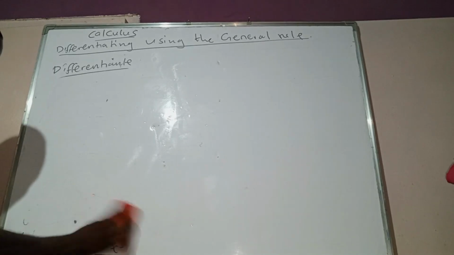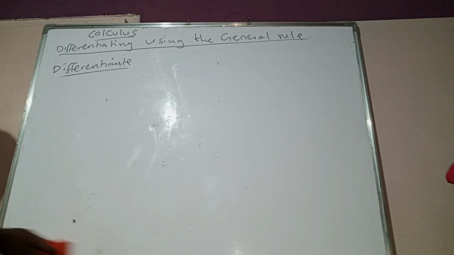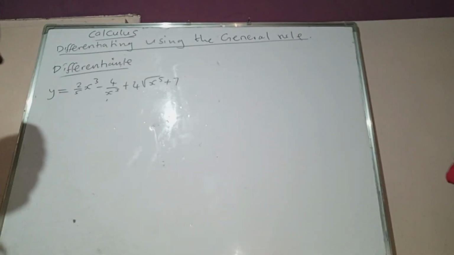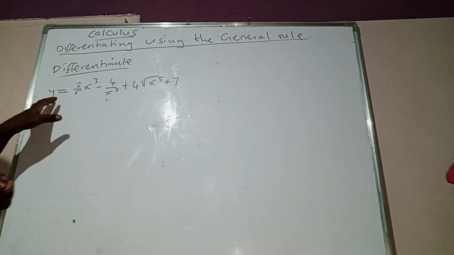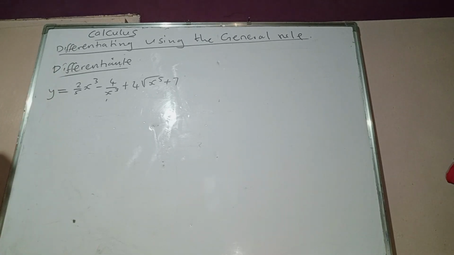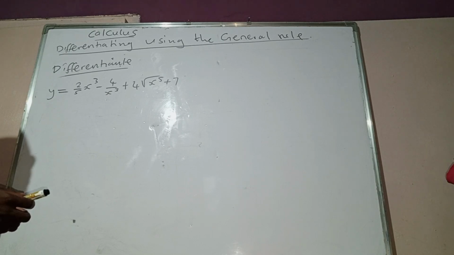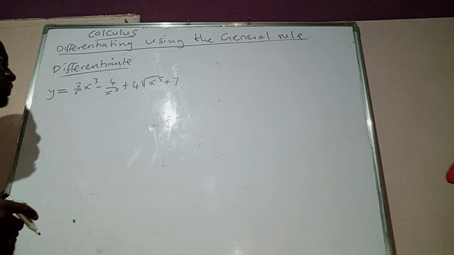Look at the other question, which will be a little bit longer than we expect. Okay, so we have this question here. Differentiate y is equal to 2 over 5 x to the power 3 minus 4 over x to the power 3 plus 4 square root of x to the power 5 plus 7. Okay, so what are we going to do?